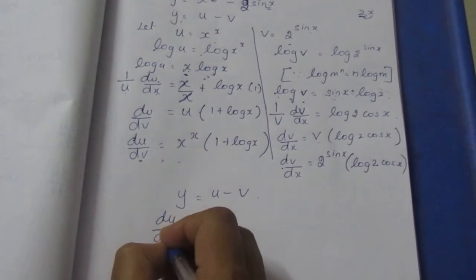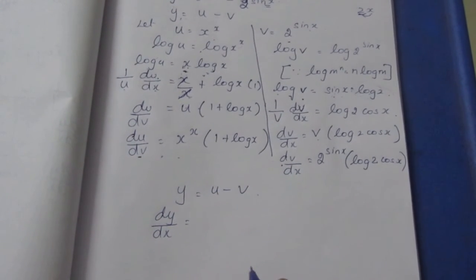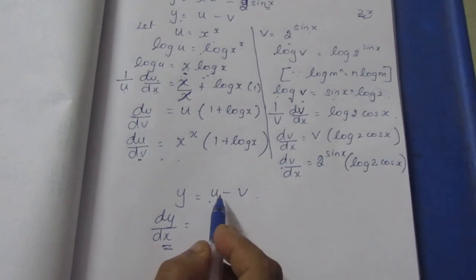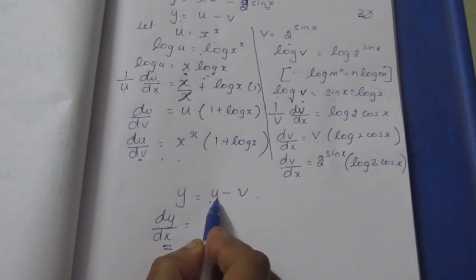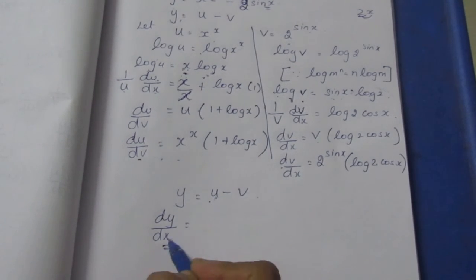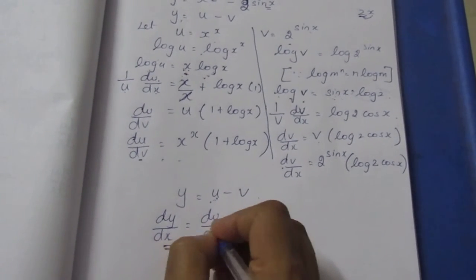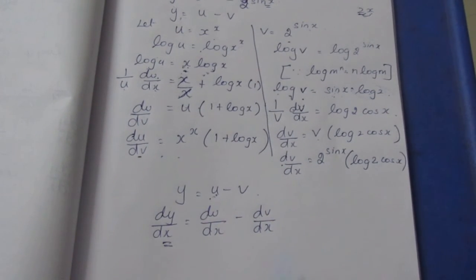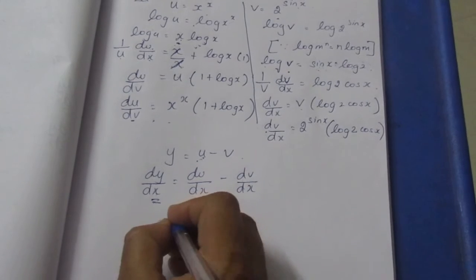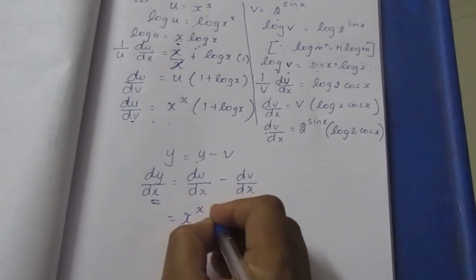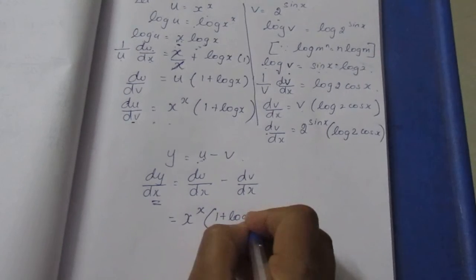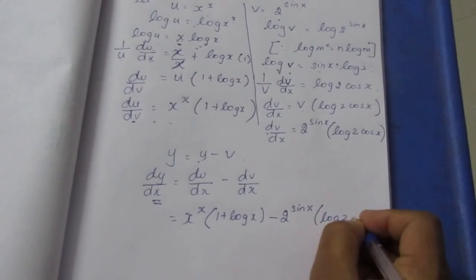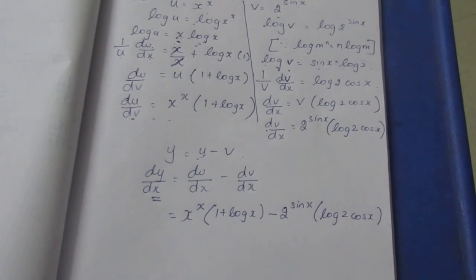So dy by dx is equal to, if I differentiate u, we need to differentiate with respect to x, but I am differentiating with u, means u is 1. Think of a variable x itself. x means 1. The same way u becomes 1. But we are changing the variable, so we need to write du by dx. The same way here also, dv by dx. We have found all the du value and dv value. Just substitute it here. It becomes x power x into (1 plus log x) minus 2 power sin x log 2 cos x. This is your final differentiation answer.